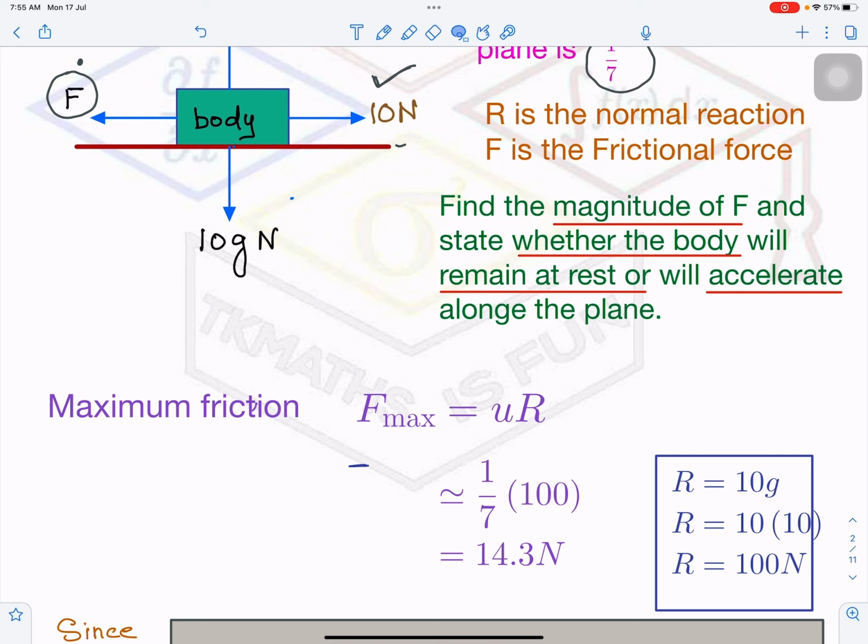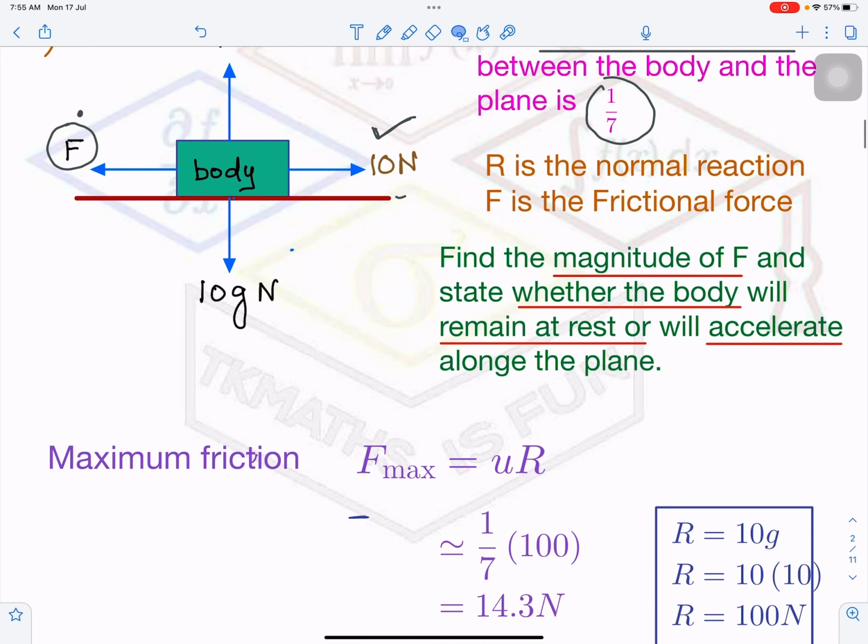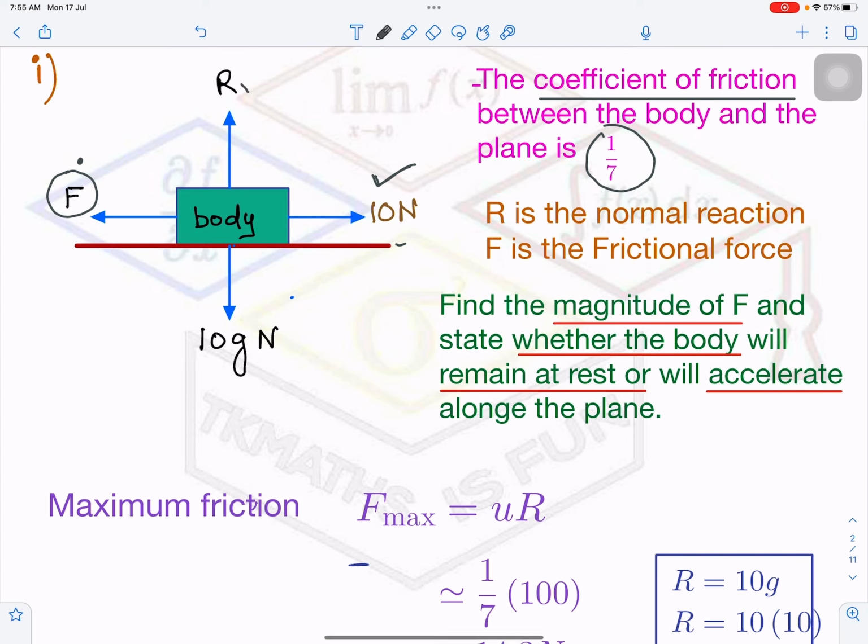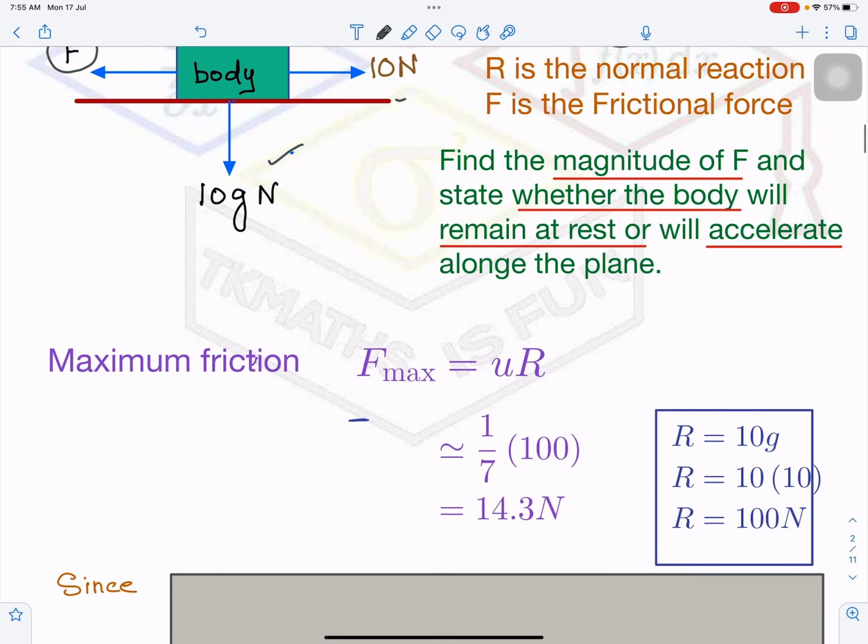So R equals 10 g because it is equal and opposite to the weight in this case. You can see here, this R is equal and opposite and the body is not moving in that direction, right? So that's why they are balancing each other. So R equals 10 g, which is R equals 100 Newton. So we have calculated that the maximum frictional force between the body and the plane is 14.3 Newton.